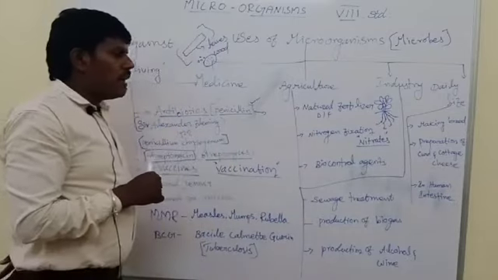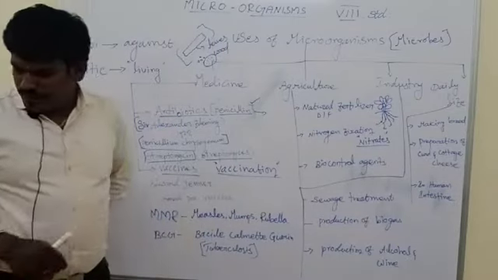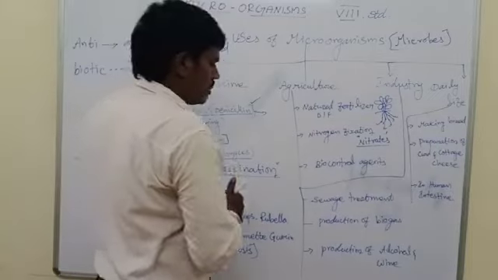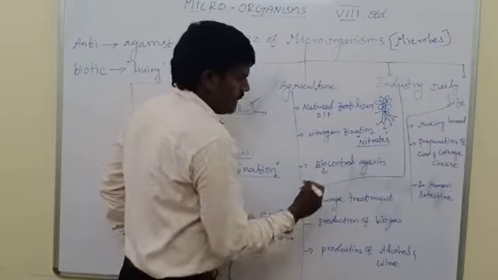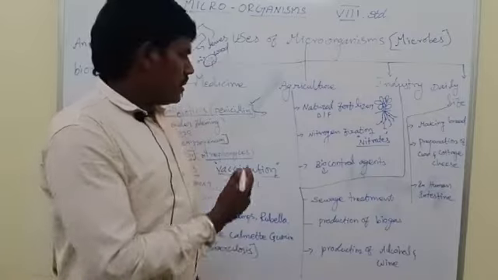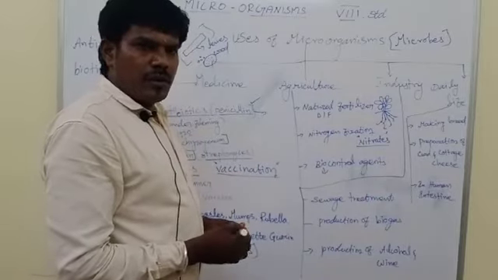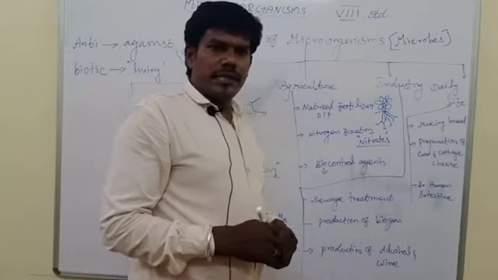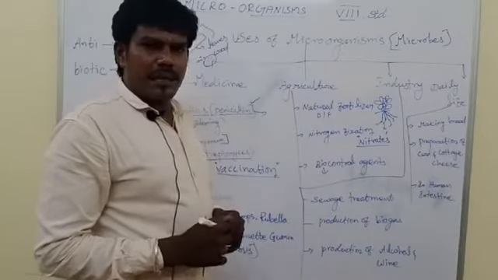And the next one, biocontrol agent. Microbes are used to protect the crop from pests, for example. That means biocontrol. Bio means what? A living thing, maybe a plant or animal, and control the agent. Control the agent means some plants that are present.